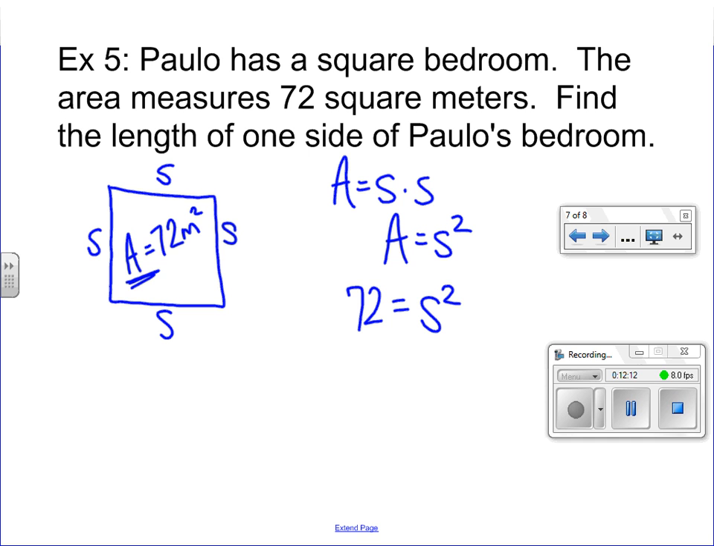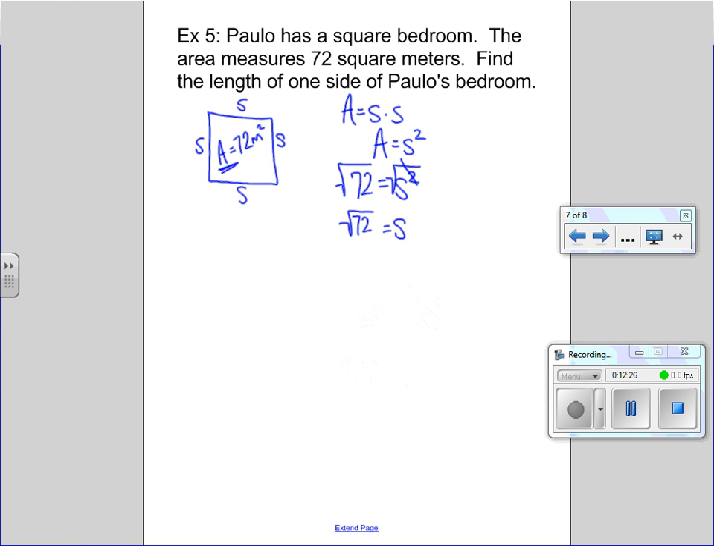The opposite of squaring is square rooting. What I do to one side, I must do to the other. So square and square root cancel, leave me with s equals radical 72. Do you think this is how they want you to leave your answer? No. Okay, so we're going to split 72 up. 72 will split into 8 and 9, 4 and 2, 2 and 2. 9 splits into 3 and 3.